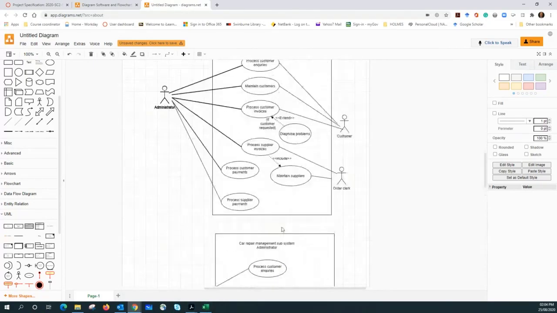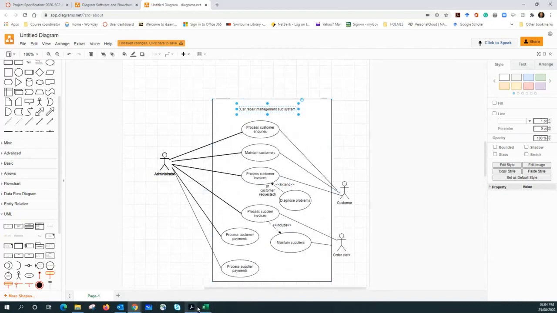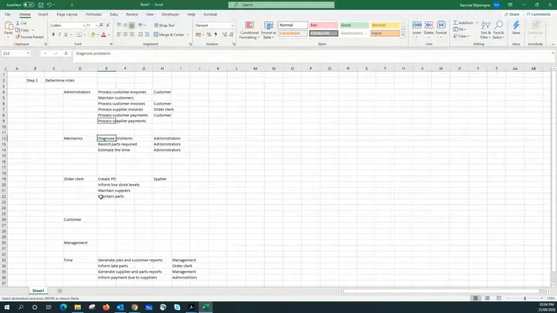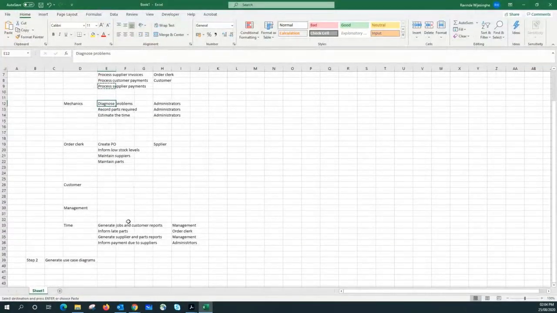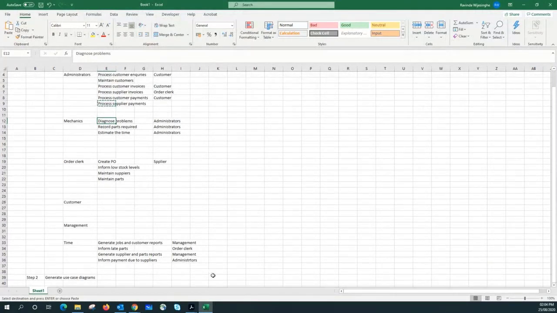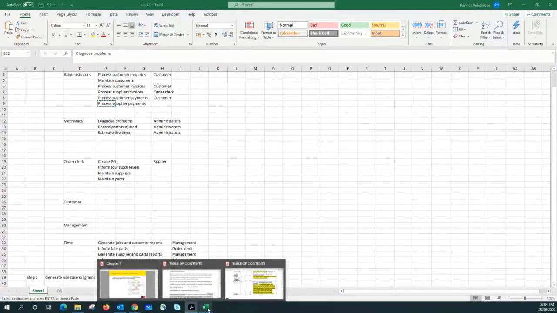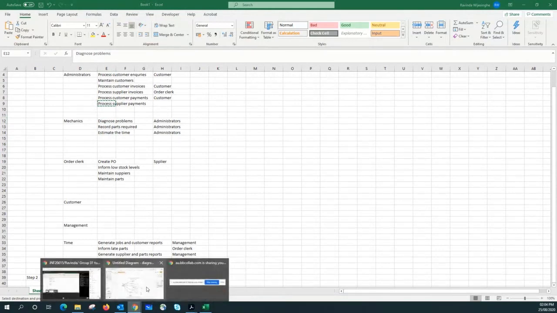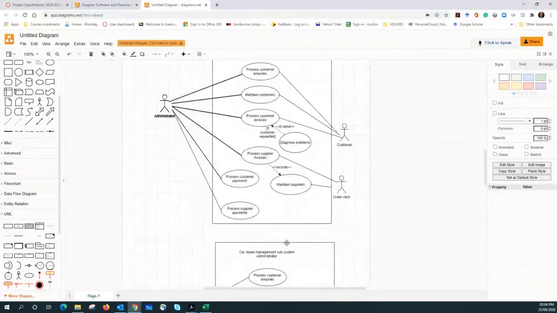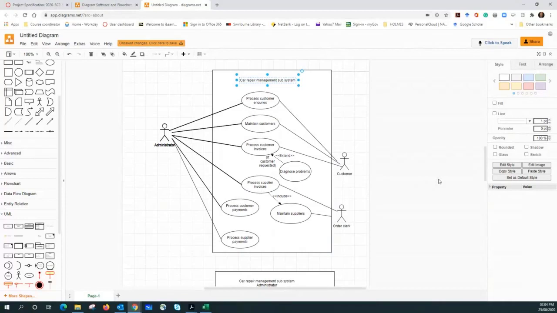So I haven't done the whole subsystem perspective for the Acme Garage because there are 17 use cases. It's not practical for me to include everything here, right? Otherwise, you can have all 17 use cases with all actors listed in your use case diagram. Okay. Right, so that is it. That's about the use case diagrams.